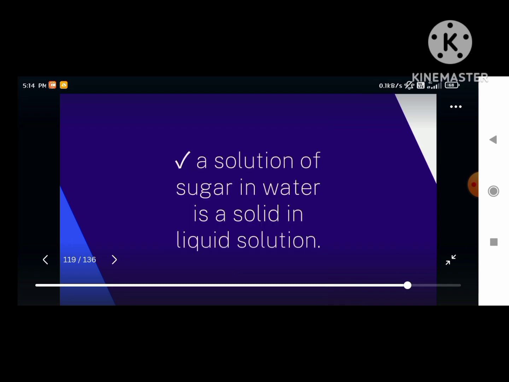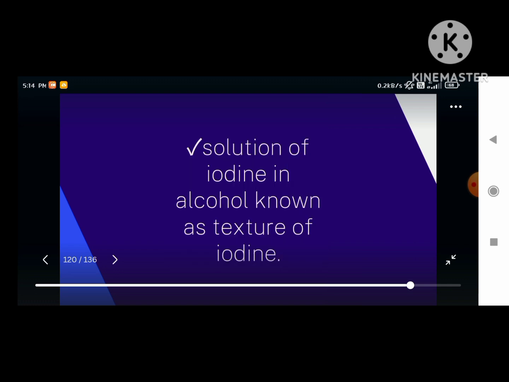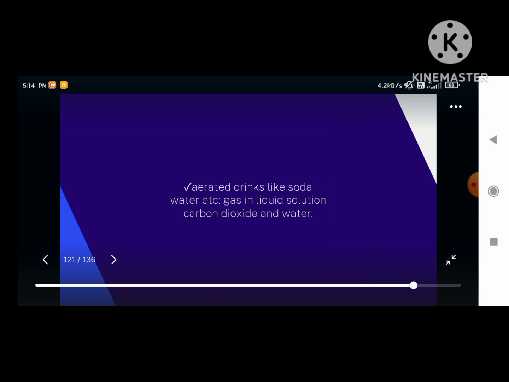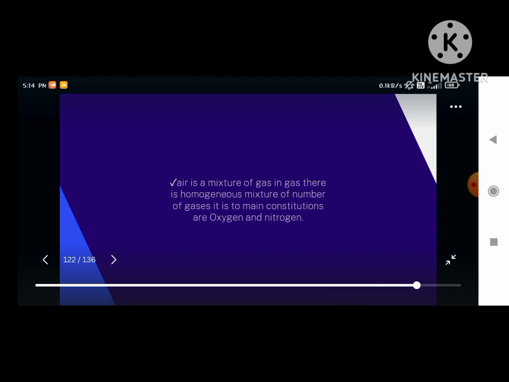Short points given by the primary education. A solution of water in water is a solid in liquid solution. A solution of iodine in alcohol is known as tincture of iodine. Concentrated drinks like soda and water, etc. Gas in liquid solution: carbon dioxide and water. Air is a mixture of gases, a homogeneous mixture of a number of gases. The main constituents are oxygen and nitrogen.